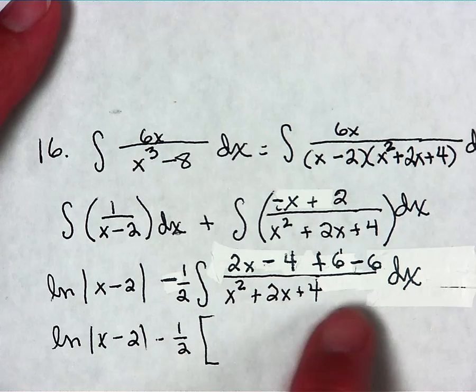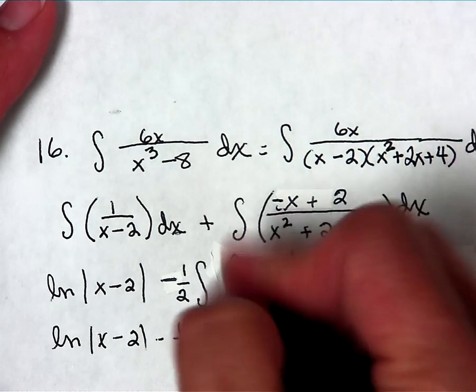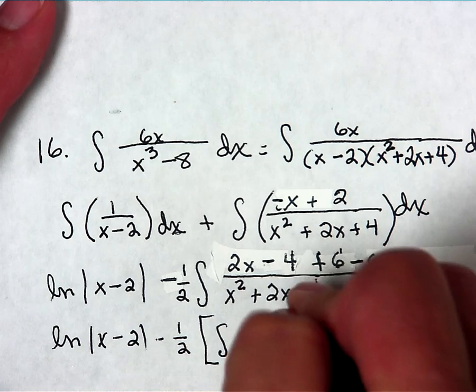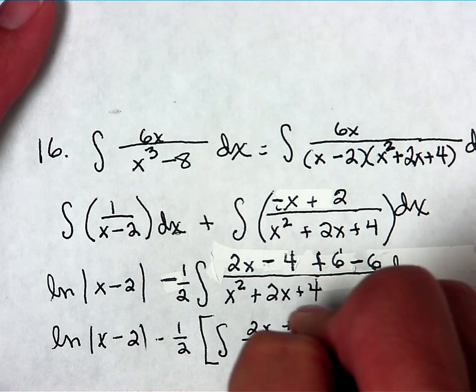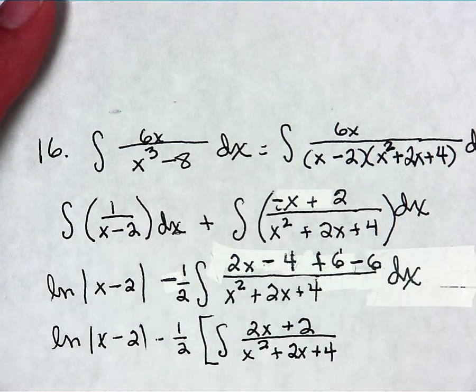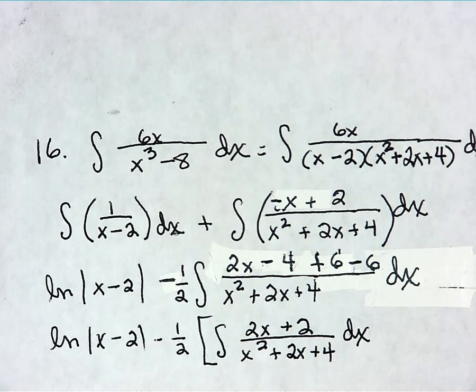I'm going to break this into 2 integrals, and the first one's going to be 2x plus 2 over the denominator, because I know how to handle that. And then what's the second integral?